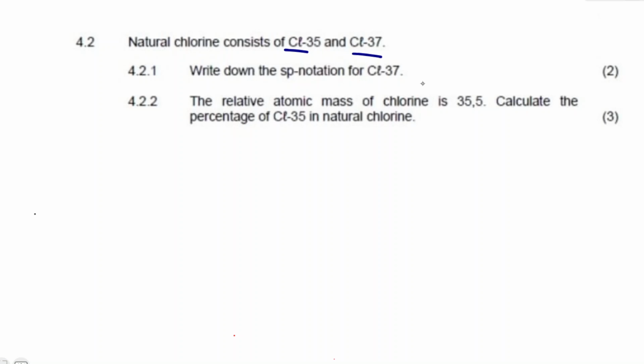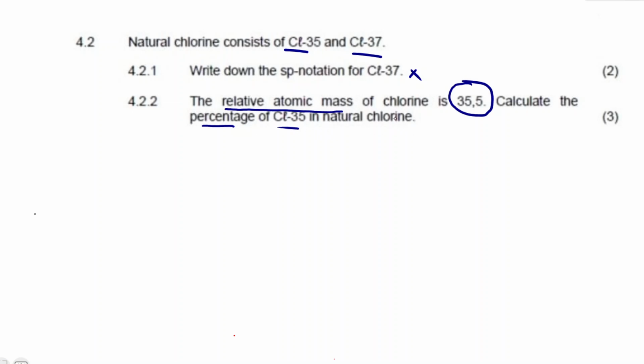They said write down the SP notation. Okay, I'm not going to do the SP notations. I've done those ones. So I want to zoom into this one, which is the relative atomic mass. The relative atomic mass of chlorine is 35.5. Calculate the percentage of chlorine 35 in the natural chlorine.